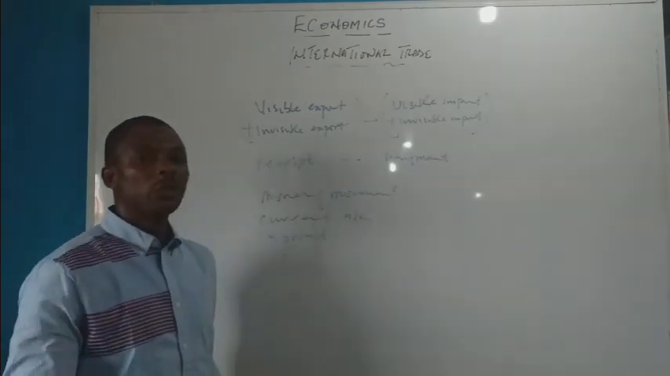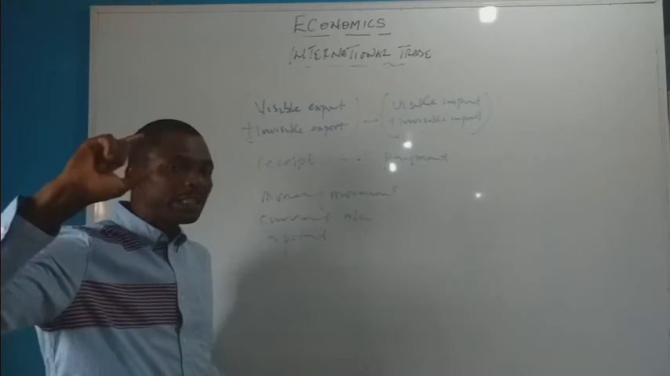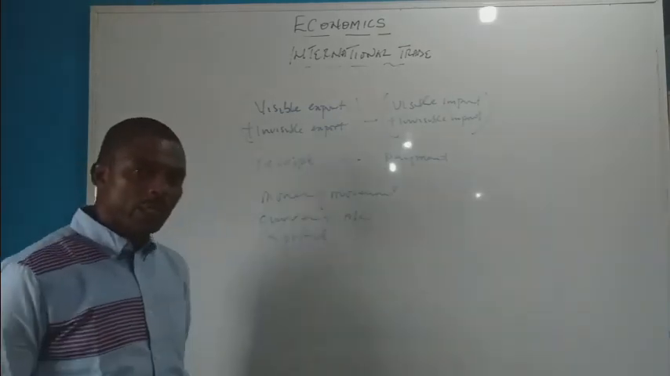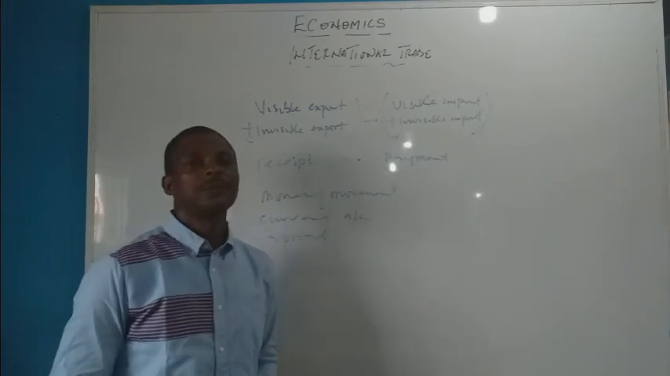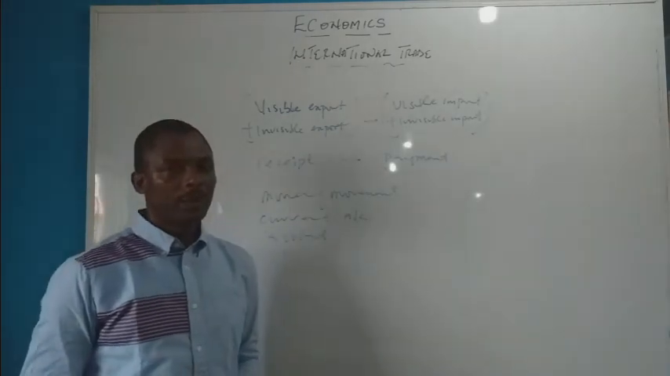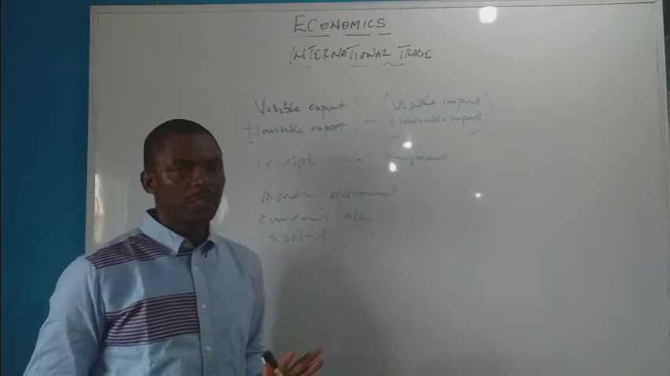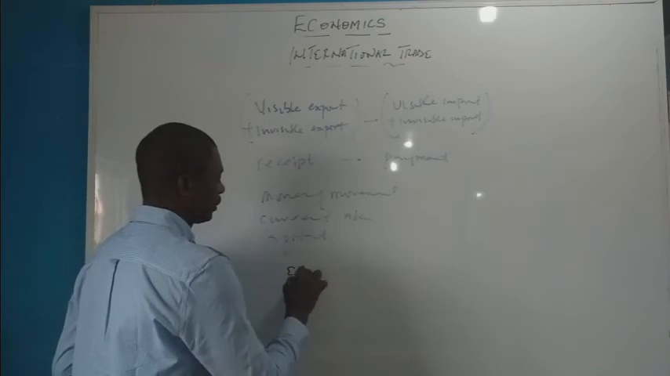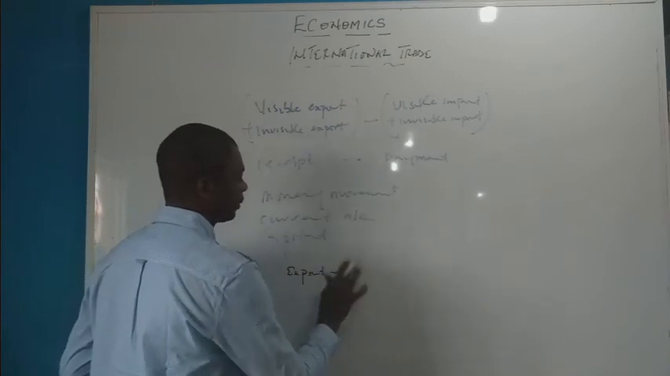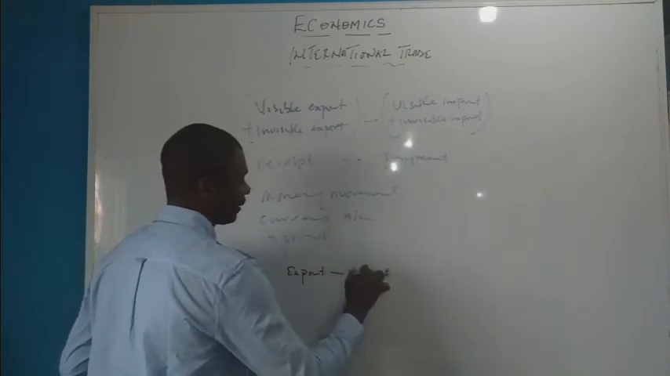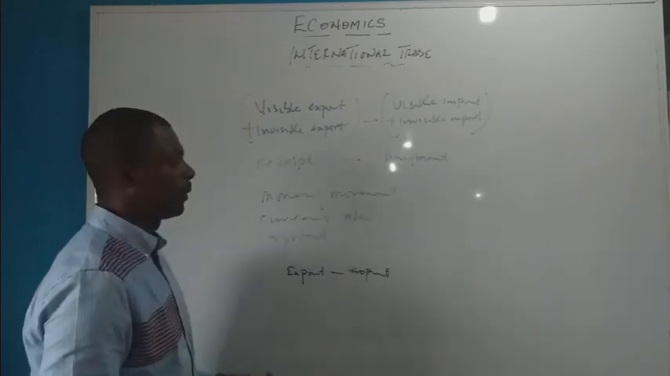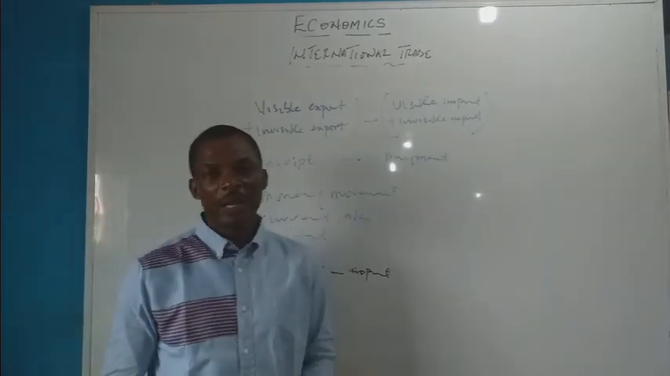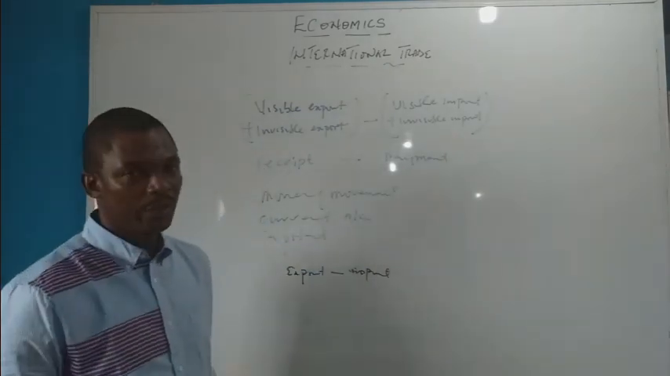But the balance of trade is only comprised of visible export minus visible import, or the invisible balance of trade, invisible export minus invisible import. So simply, I put it as balance of trade is just the difference between the exports minus imports. Is that clear? So export minus import is the balance of trade. But if I want to get the invisible balance of trade, I'll just simply say invisible export minus the invisible imports.